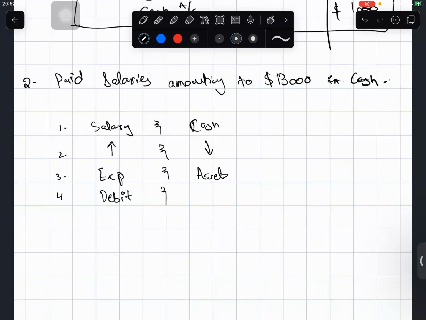Absolutely. And when an asset is decreasing, what would be the treatment? Credit. Credit, absolutely. You will credit that account.